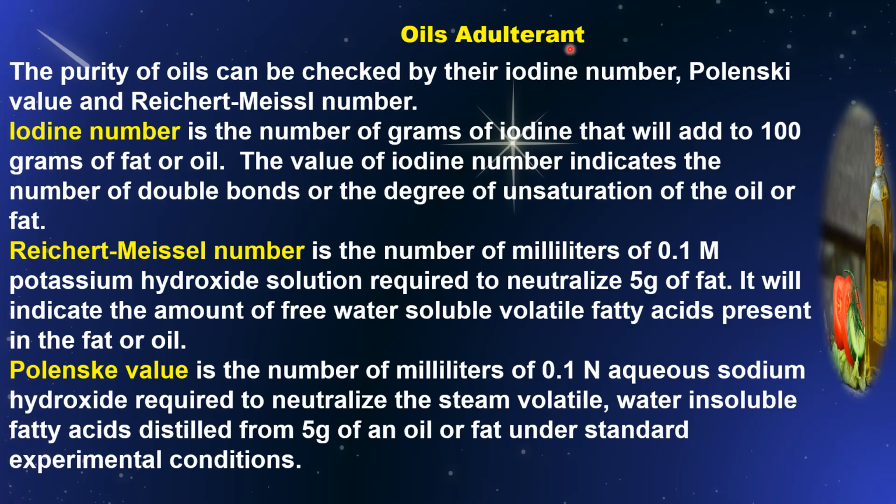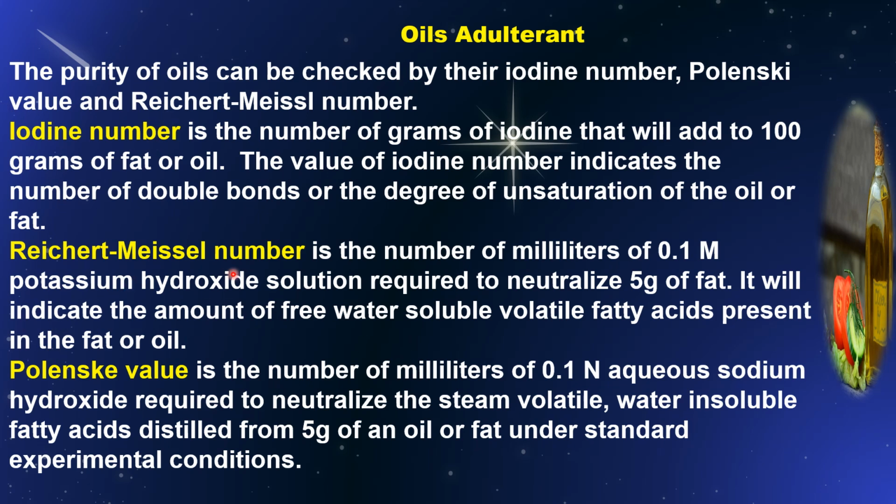Next, we will see about the adulterants that are present in oil. The iodine number is nothing but the number of grams of iodine that will add to 100 gram of fat or oil. What this iodine value indicates is the number of double bonds, or the degree of unsaturation of the oil. The more unsaturated it is, the better the oil is.